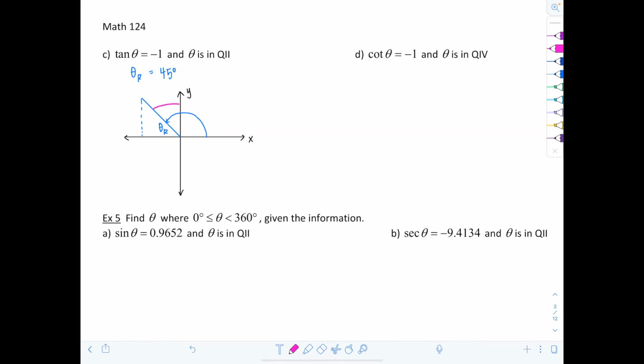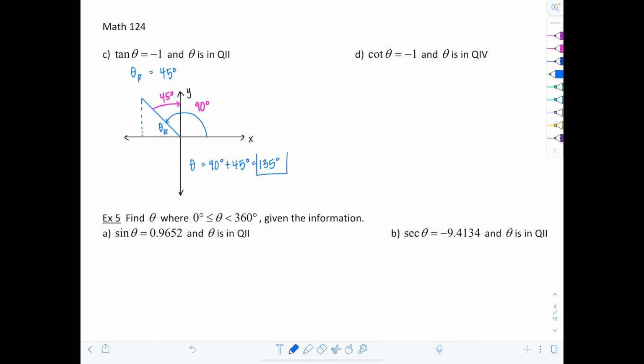So how much is left over up until the positive y-axis? That's 45 degrees, and this is 90 degrees. So that added together is going to give me my original angle theta. So theta is equal to 90 plus 45, which is 135.